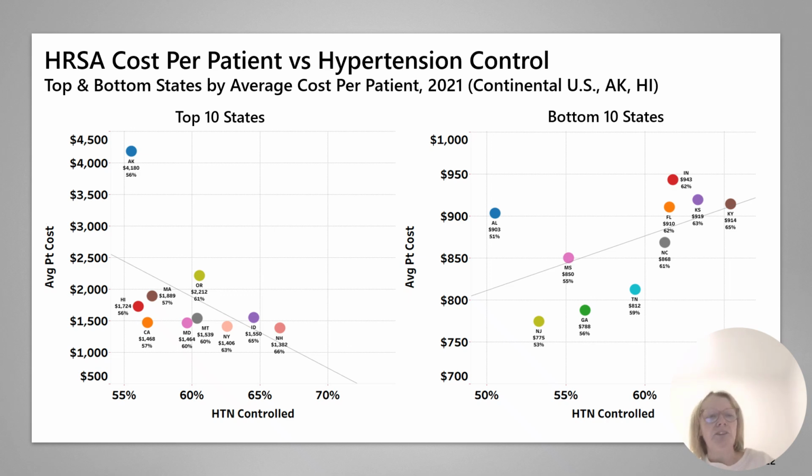We can see from this visualization that there is an inverse relation between the top 10 states and bottom 10 states. The trend line in the top 10 states chart moves in a downward direction as the average cost per patient decreases and the percentage of hypertension that is controlled increases. The trend line in the bottom 10 states moves in an upward direction as the average cost per patient increases and the rate of controlled hypertension increases.